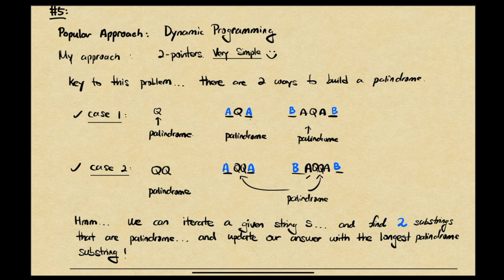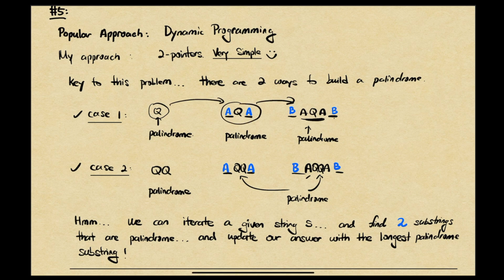Now, to build a palindrome that is longer than this one, you add two same letters to its left and to its right. So we have AQA, and this is a palindrome. And you do the same thing here. You add the same letters to its left and to its right. So you have BAQAB, and that is a palindrome. So notice that we are building this palindrome from the center outward.